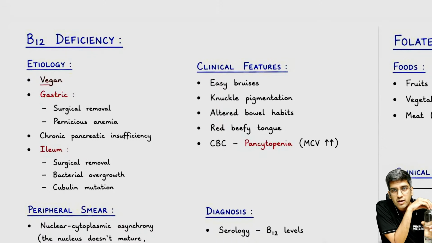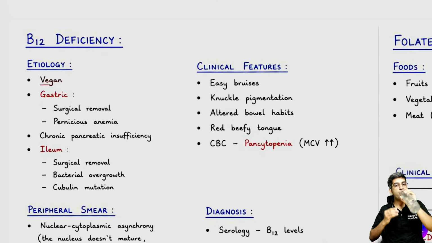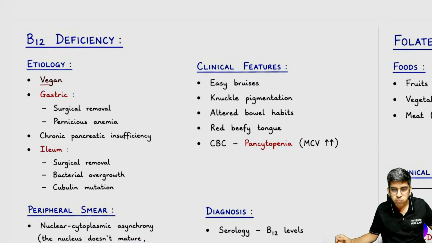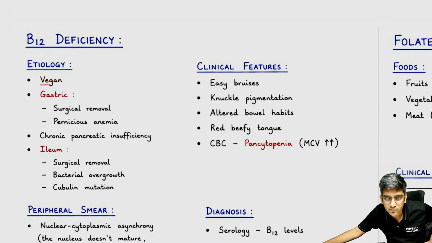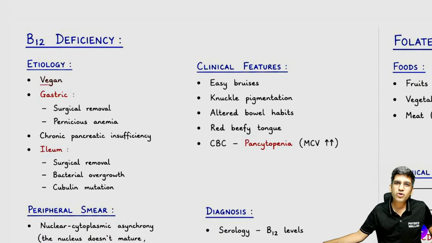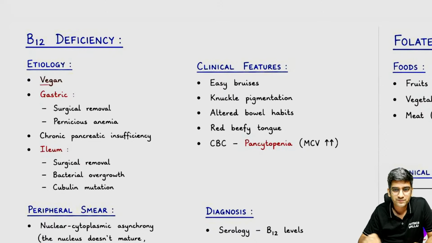Few more questions with B12 deficiency. I'm going to go with the questions related to absorption. Can anyone tell me which part of the GIT B12 is absorbed? Ileum. Perfect. Can anyone name the receptor which helps in the B12 absorption? The receptor name is tubulin receptor, right?